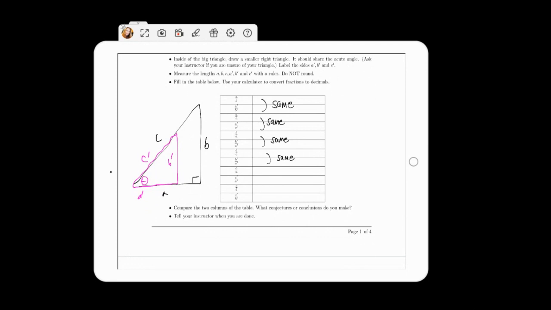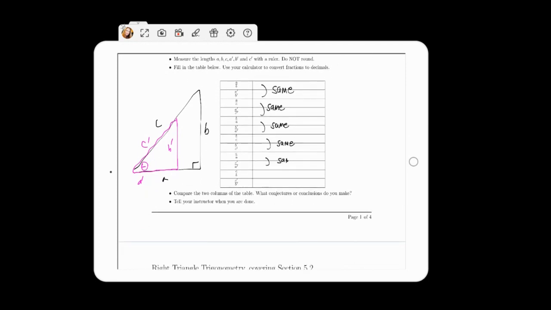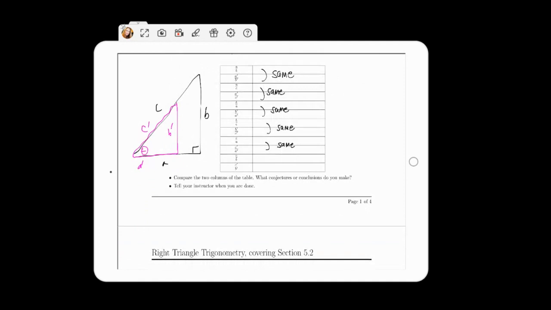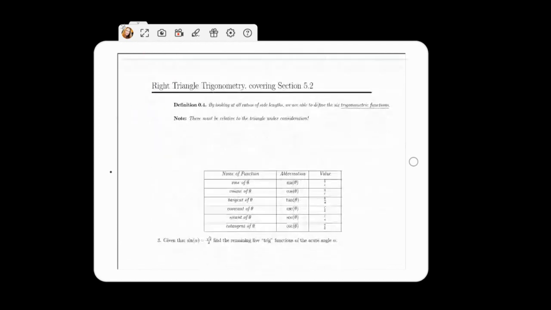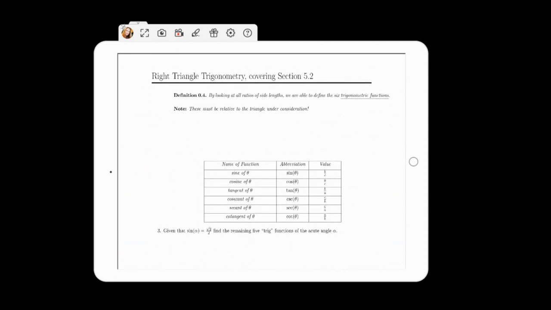So although the side lengths are different, their quotient, when you divide them and turn it into a ratio, is the same. So what this tells us is that this ratio is a function of the angle only, not of the triangle. It does not matter whatever the length of the sides of the triangle are. If I divide the length of any two sides, then I get the same number. So what this means is that, as stated in definition 4, by looking at all ratios of side lengths, we are able to define the 6 trigonometric functions.